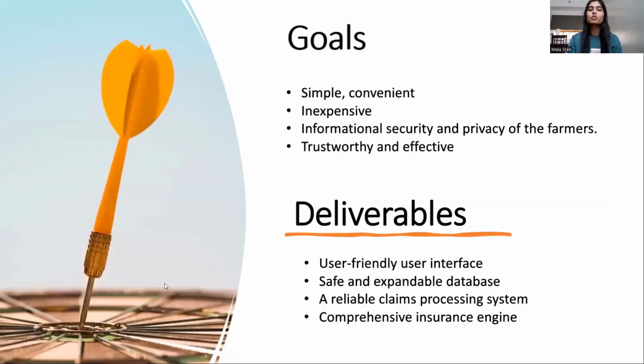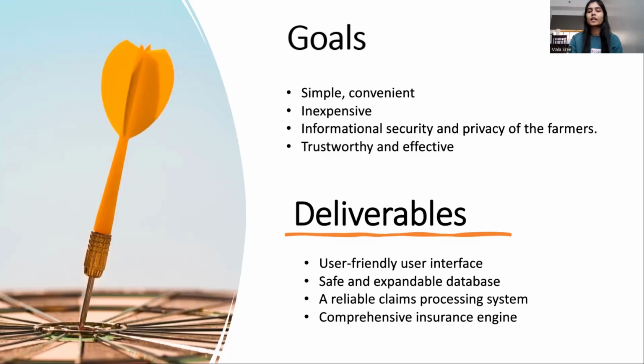Next, we'll discuss goals and deliverables. So in goals, we have given the farmer a simple and convenient way to apply for insurance coverage for both crops and livestock. Next, we have offered the farmer an alternative for inexpensive and complete insurance coverage. We have given the guarantee of information security and privacy of the farmers, and we also provided a trustworthy and effective claims processing system.